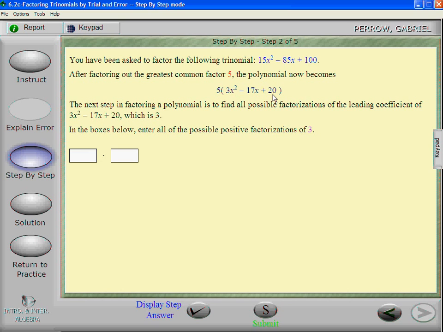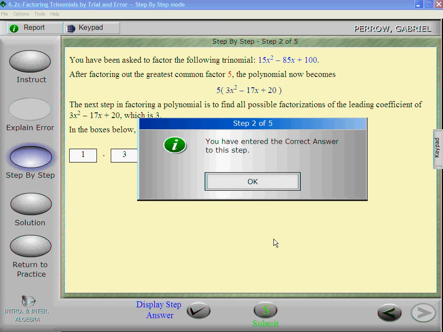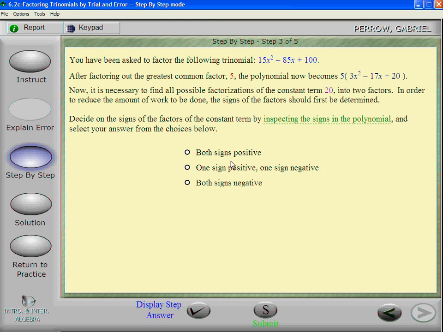Now, with the trial and error method, what they try to do is say, let's try to think of numbers that would multiply to give me the front number. So I'll say 1 and 3. Submit that. I have to look and determine the last number. Let's see what they're asking here. Okay, so we're going to try to figure out multiplication combinations to get the last number, the 20.